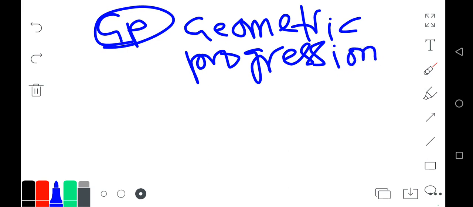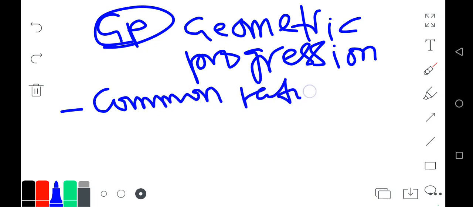Now, what are some of the things that you need to understand about geometric progression? Geometric progression normally involves what is called the common ratio, represented by R, meaning the common ratio is a ratio that I find by dividing the numbers that are in a sequence or in a series. So this is all you need to know.